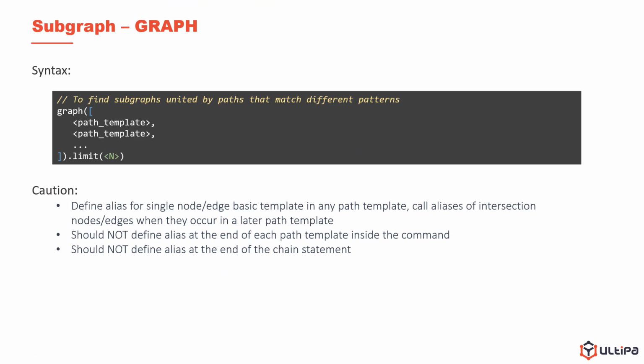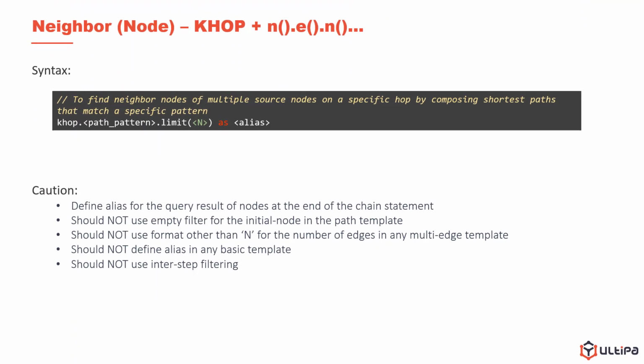Subgraph query command works by joining different path templates at their intersection nodes or edges, where the path template do not support alias to be defined for the path. The khop command, even though followed by the path template, still returns nodes as its query result. There should be filtering conditions in the initial node of the path template, and the path template should be composed to a fixed length. Do not define alias for the path in the path template.